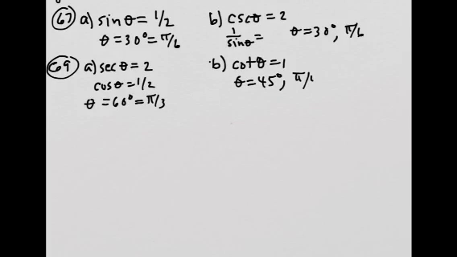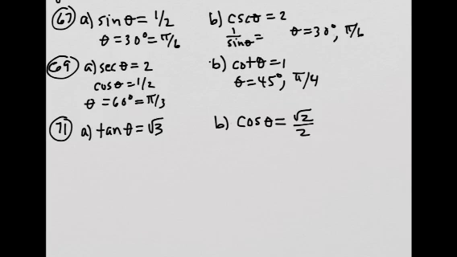Again, this is back to the unit circle. For a, tangent theta is radical 3. Remember, this comes from radical 3 over 1. And so this is where y would be radical 3 over 2, and x would be 1/2. So that happens when theta is 60, which is pi over 3. And then cosine theta is radical 2 over 2. That happens at 45 degrees, which is pi over 4.